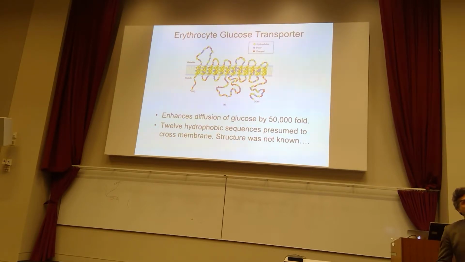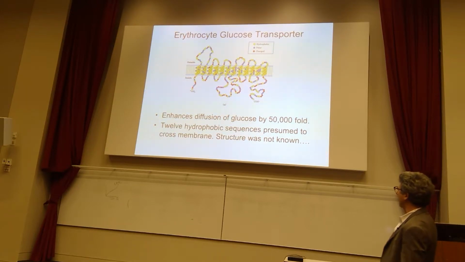Okay. Other examples of transport proteins include the erythrocyte glucose transporter. So the cell needs to take up glucose in order to bring it into the metabolic pathways.